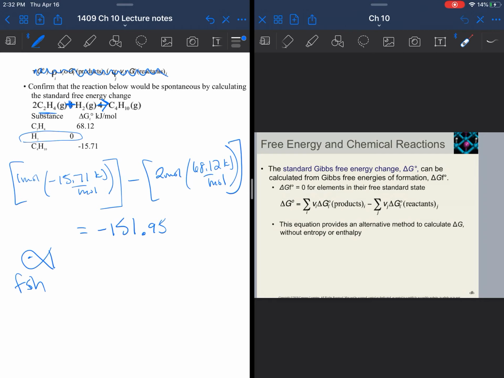All right, negative 151 kilojoules. Now that is the change in Gibbs free energy, but what does that tell us? That negative value tells us that this is spontaneous. All right, the forward process is indeed spontaneous.